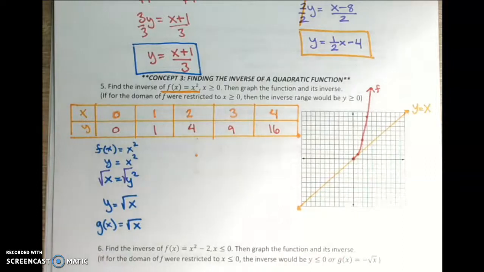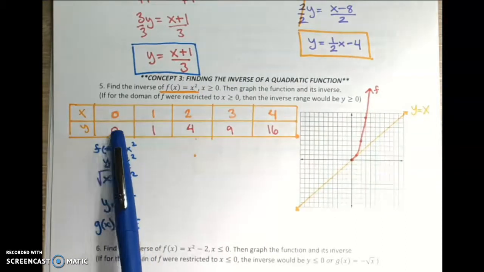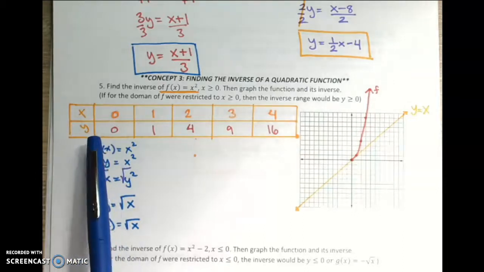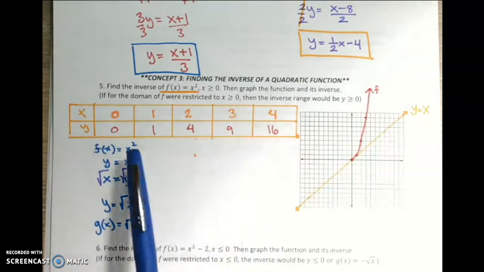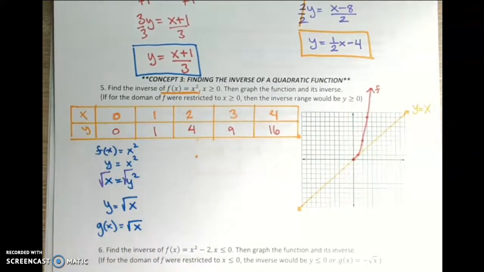Okay, so there's our inverse. When I plot these points, when I make my table, I'm going to name it g. But look here. If I take 0 squared, I get 0. I'm going to just show you here. I'm going to go with these y's. So 0, the square root of 0 is 0, what I have for x.